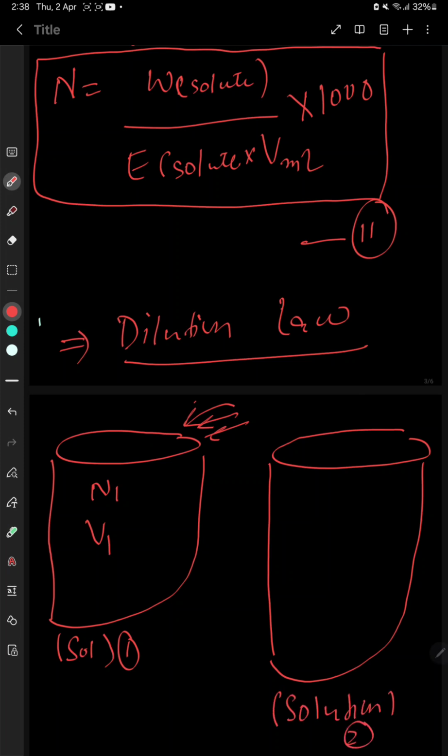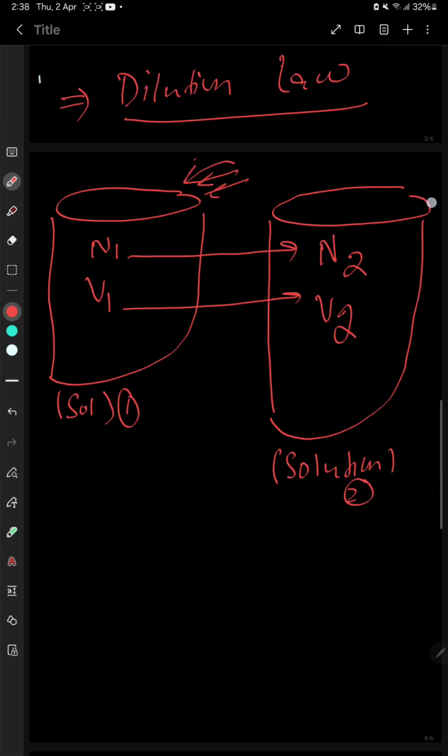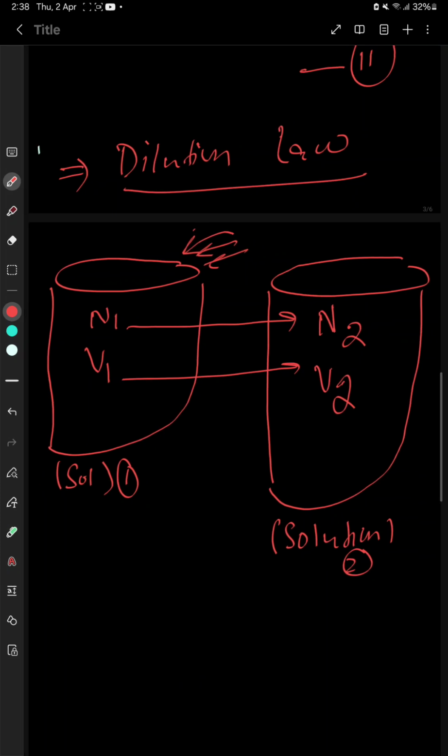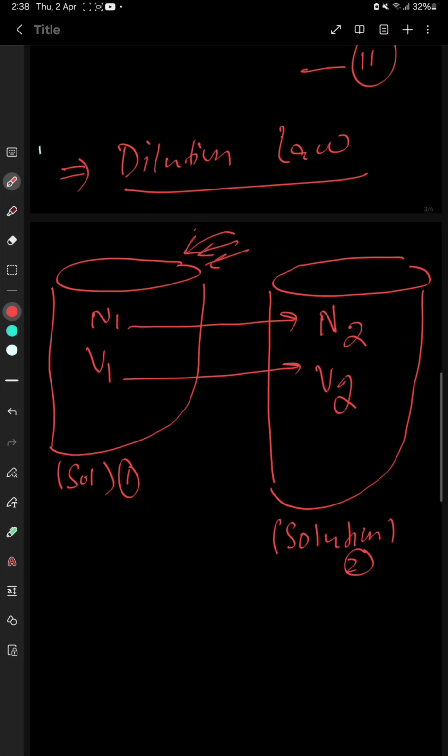The normality will change from N1 to N2, and the volume will change from V1 to V2. But during this whole course, you must understand one important point: the number of gram equivalents in both solutions is the same.